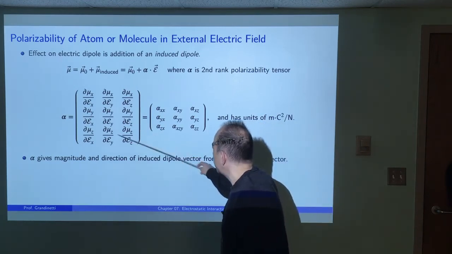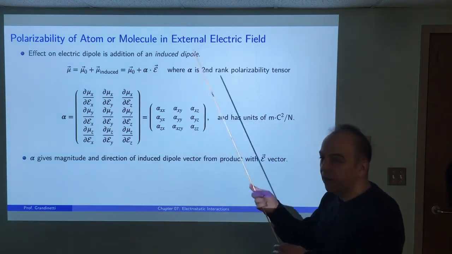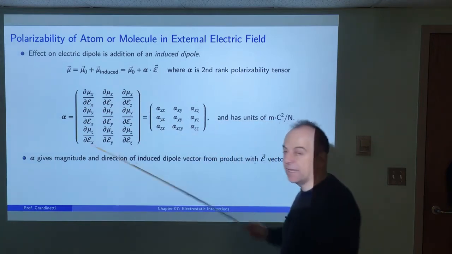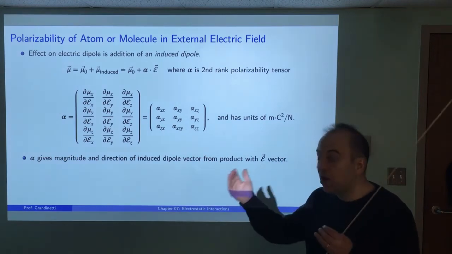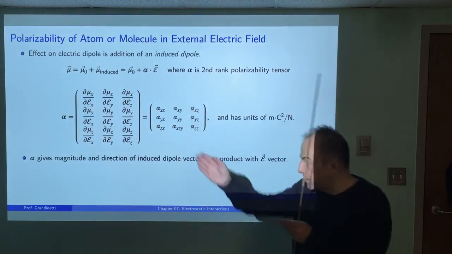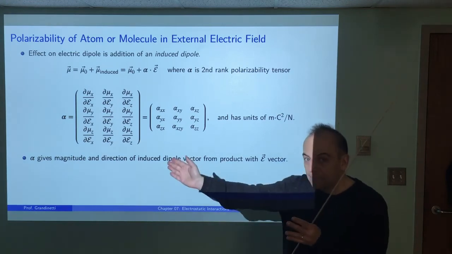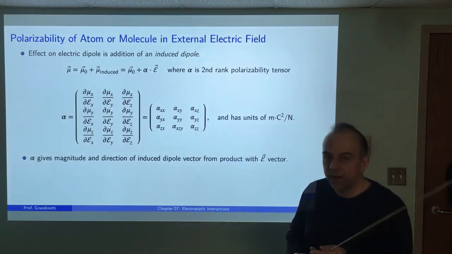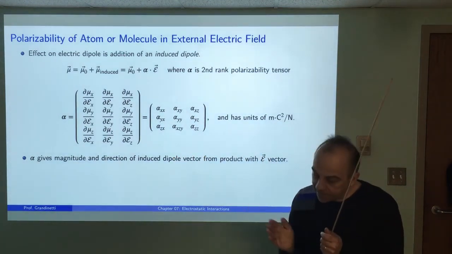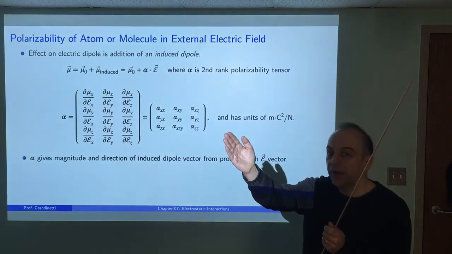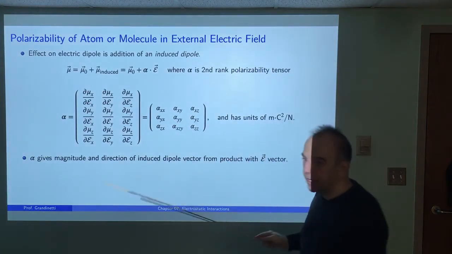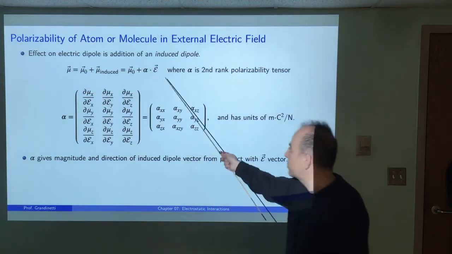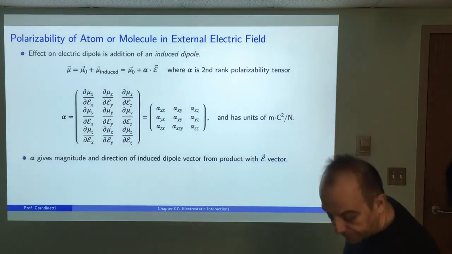So this gives the direction and magnitude of the induced dipole moment that a molecule will get in an electric field. And it may not be along the direction of the electric field. So if the electric field is pointing along this way, the induced dipole moment may not necessarily be along the direction of the electric field. That's why this quantity is a tensor quantity. The electric field could be pointing along this way, and the induced dipole moment could be pointing along some other direction. So we need this tensor quantity to get the orientation of the induced dipole moment vector given the direction of the electric field vector. Okay.